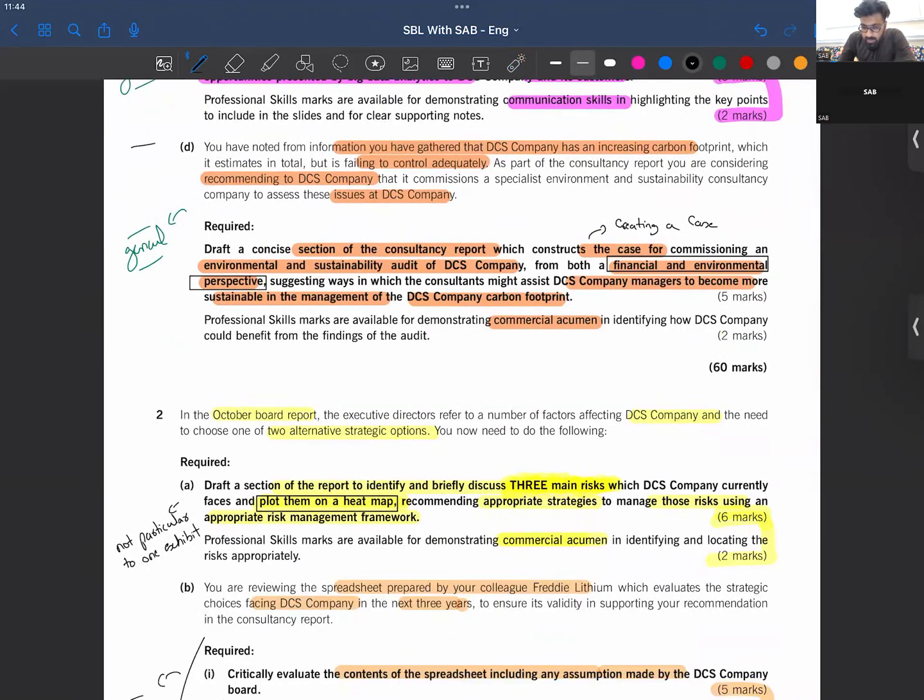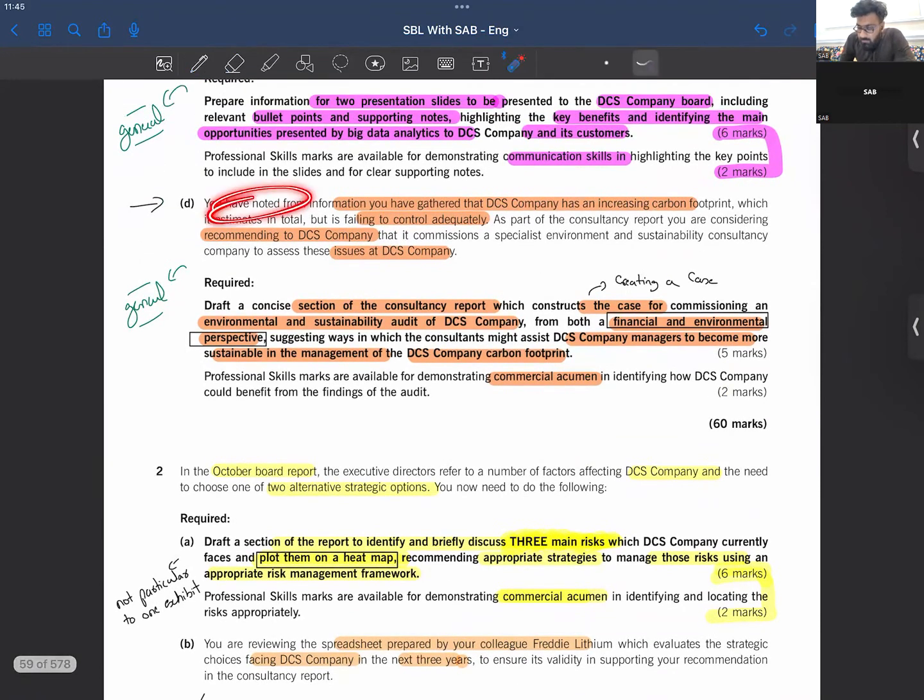Now we have the D part. What is it? You have noted from the information you have gathered that DCS company has an increasing carbon footprint, which it estimates in total, but is failing to control adequately. Like, we are DCS and we are losing our control on carbon emission.